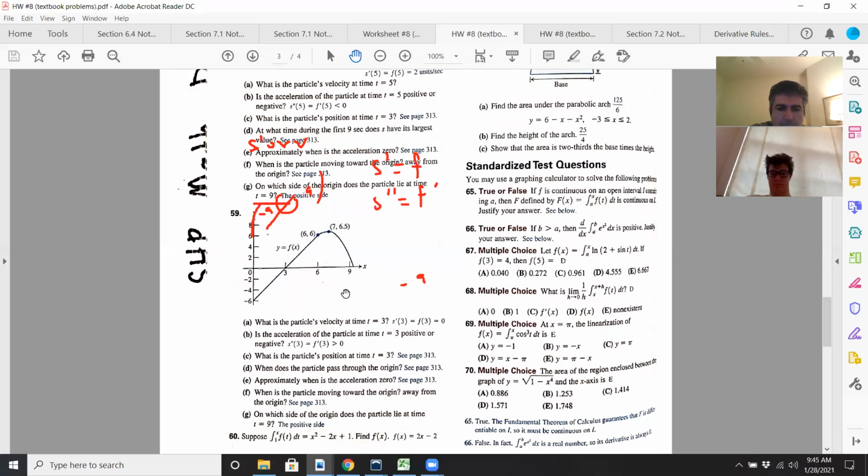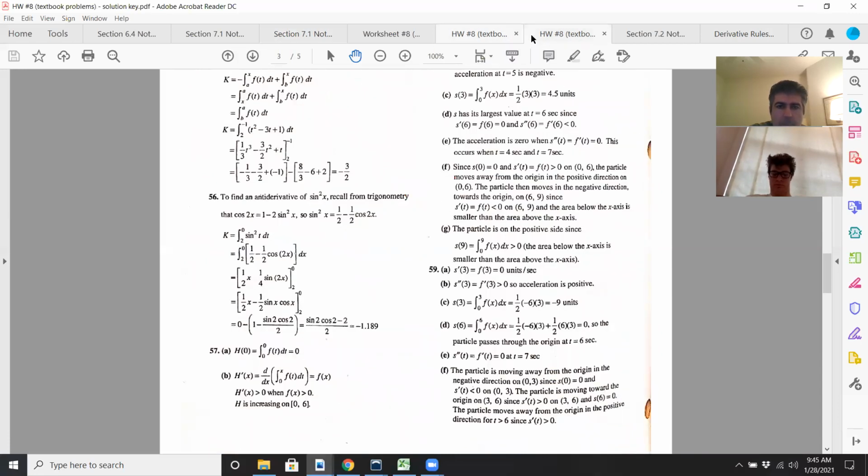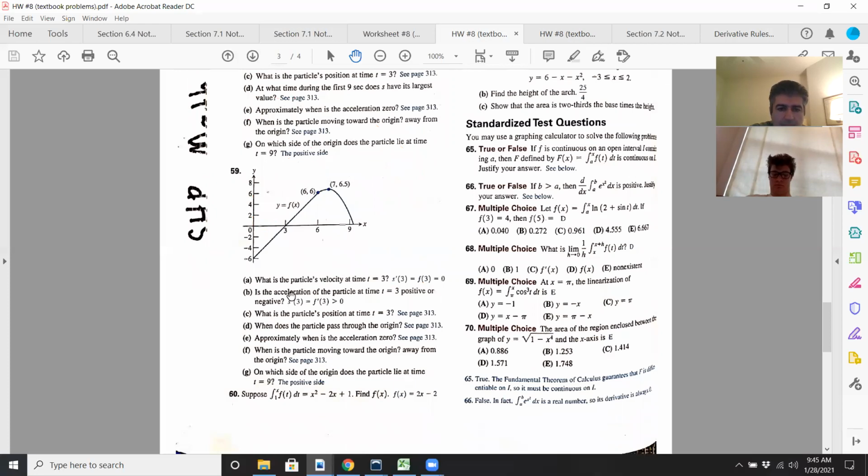But anyway, when is the acceleration 0? That's when F prime is 0. F prime is 0 right here at that peak. So that looks like it's at 7. Yep.